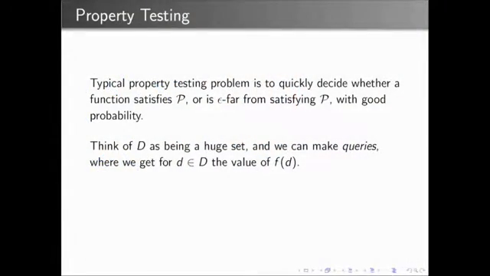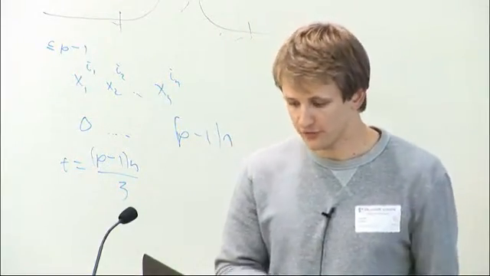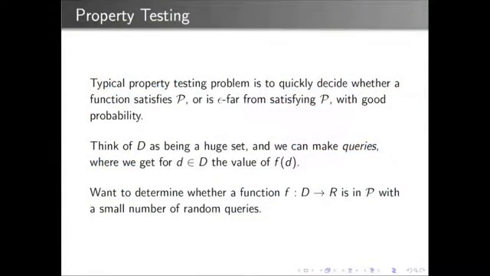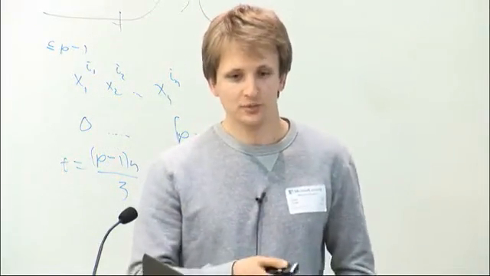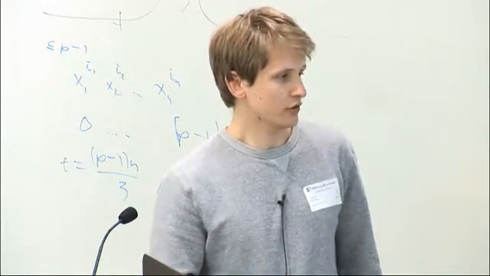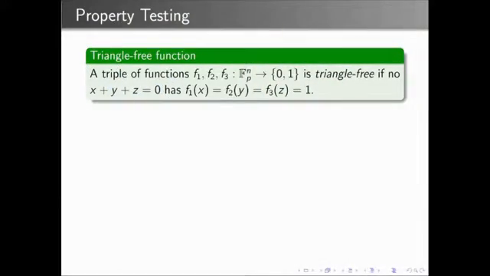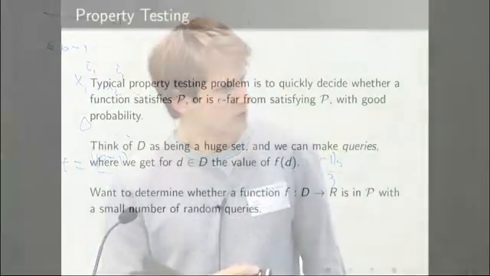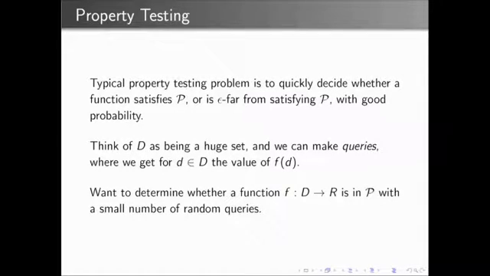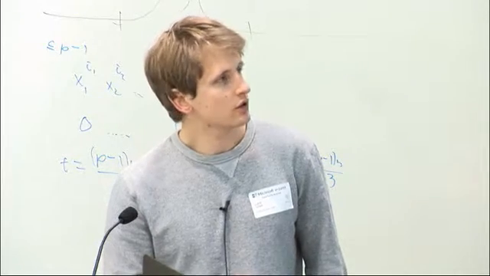We think of D as being a huge set, and we make queries for certain elements of D: what is the value of f of d? Again, if we have a function that we know either satisfies the property or is epsilon far from satisfying it, we want to determine whether the function is in P using only a small number of random queries. So D is a domain and P is a property of functions.